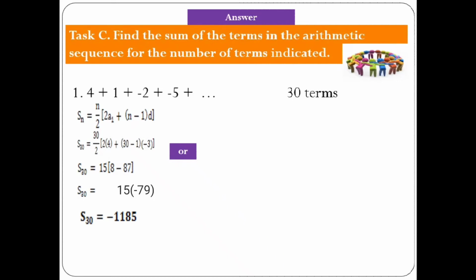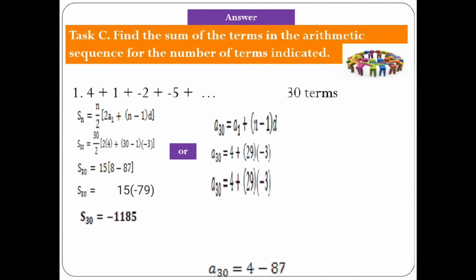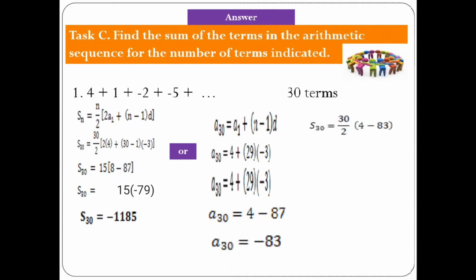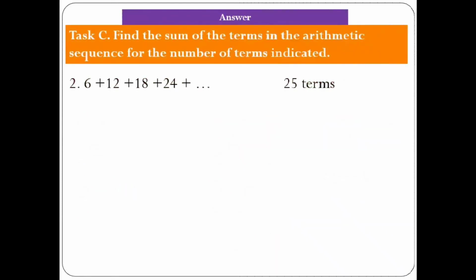Since the other formula is S of n is equal to n over 2 times the quantity of the first term plus the last term, we will get the last term first. So the last term will be negative 83. We have 30 over 2 times 4, which is the first term, plus the last term, which is negative 83. So we have 30 over 2 is 15, while 4 minus 83 is negative 79. So S of 30 is equal to negative 1185.